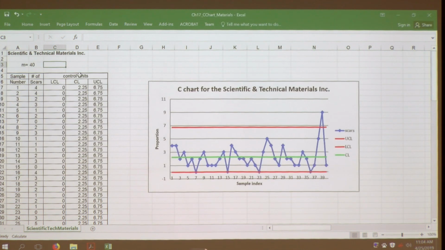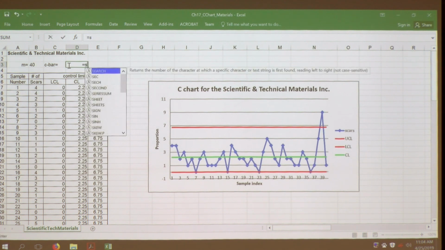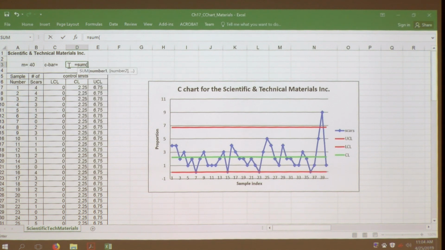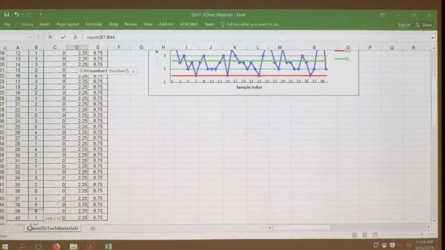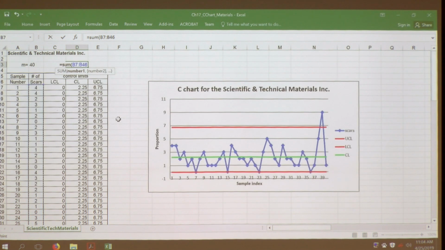Now let's first get C bar. How do we get C bar? It equals the sum. Which column should we sum? The number of scars, this column. And then divide by how many pieces we have in total. 40, yeah, 40. So exactly this is what we got, 2.25.